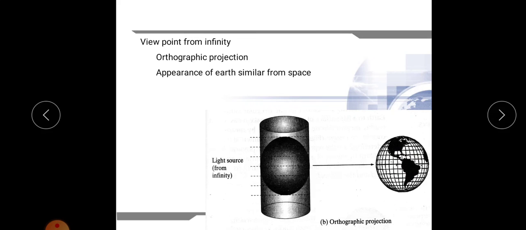Okay. Next, if the viewpoint is from infinity, if the light source is from infinity like this, what will appear? The appearance of the earth will be similar to that from space. Okay, and this type of projection is known as orthographic projection. So here the viewpoint is from infinity, that is, the light source is from infinity.